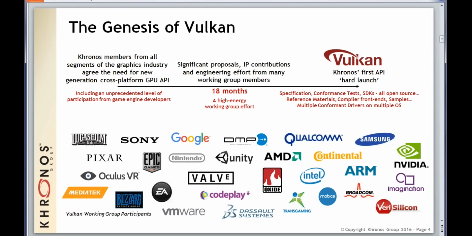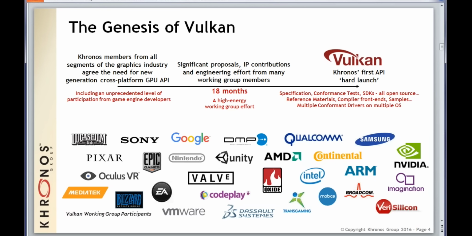So the Vulkan launch last week was the first hard launch that Khronos has done, and that means that it wasn't just the specification being uploaded, it was a specification plus a lot of other materials and drivers. So we launched the specification, full conformance tests, the LunarG SDK, all of which are in open source. We also have a full set of reference materials. There are compiler front ends also in open source, samples and demos, even applications are shipping with Vulkan backends. And most importantly, perhaps for developers, there are multiple conformant drivers shipping on multiple OSs from multiple vendors. So you don't have to wait. You can download Vulkan and get developing right now today.